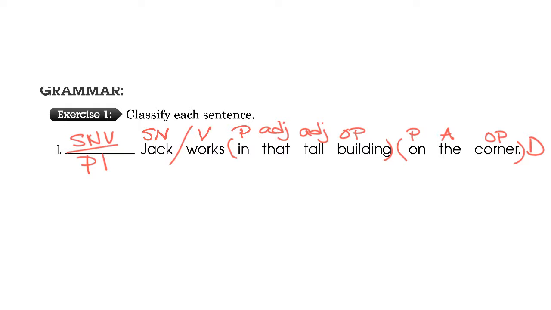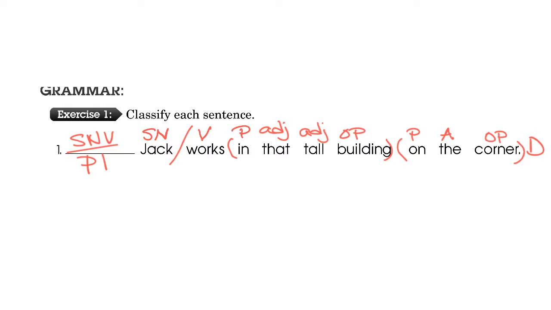All right, let's repeat that one more time together. Jack works in that tall building on the corner. Who works in that tall building on the corner? Jack. Subject, noun. What's being said about Jack? Jack works. Verb. In. Preposition. In what? Object of the preposition.